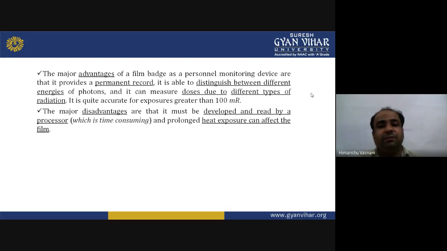The major advantages of this film badge as a personal monitoring device are that it provides a permanent record, it is able to distinguish between different energies of photons, and it can measure doses due to different types of radiation. The major disadvantages are that it must be developed and read by a processor, which is time consuming, and prolonged heat exposure can affect the film.